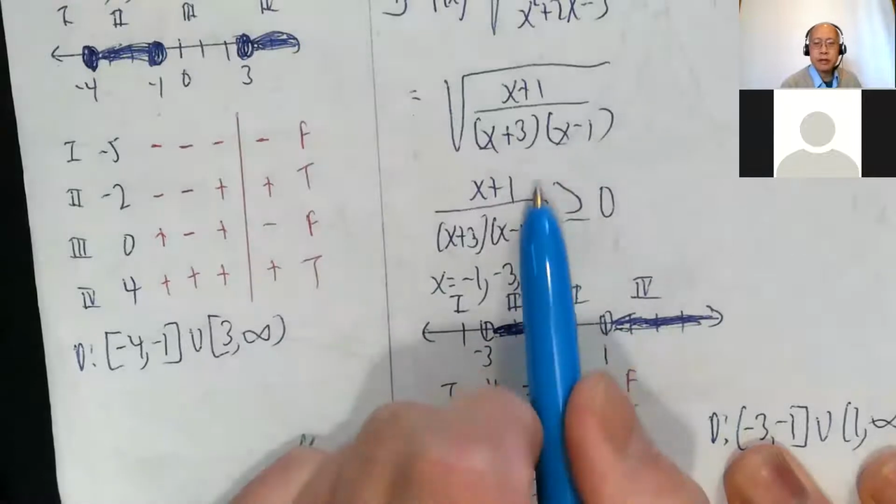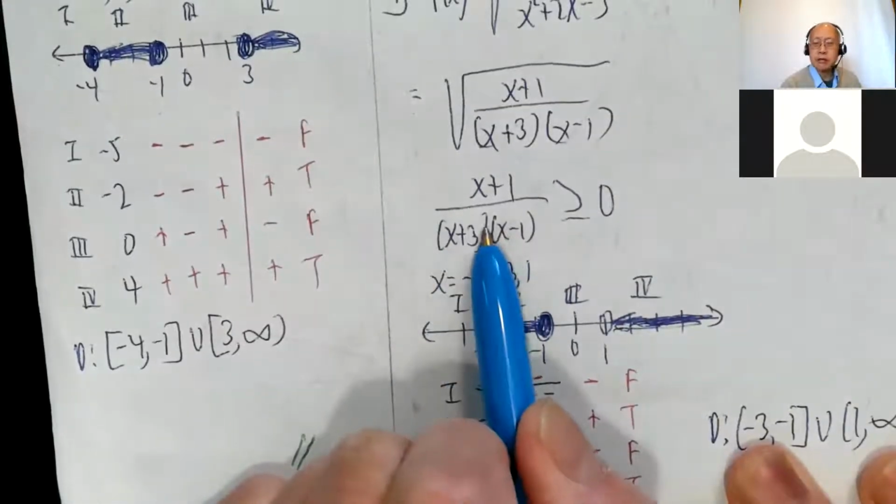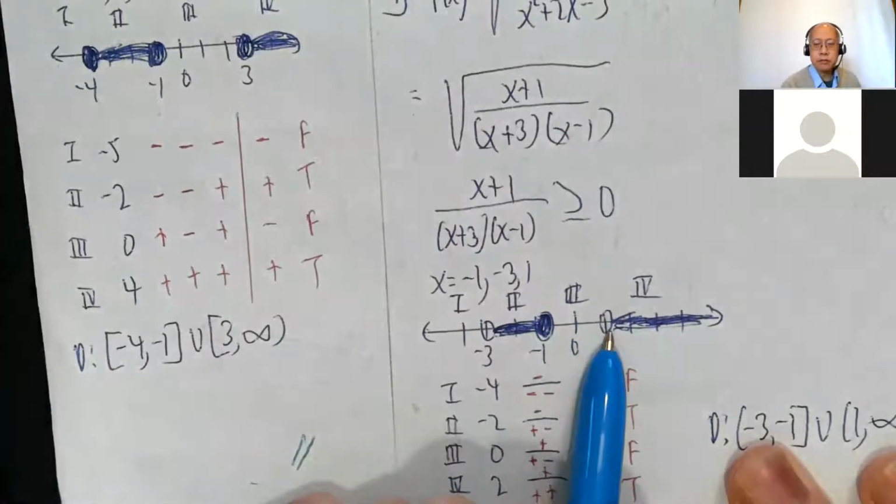Similarly, if I plug in 1 here, here, and here, 1 minus 1 is 0. 0 times that is 0. Can't do it. Cannot divide by 0. Open circle.